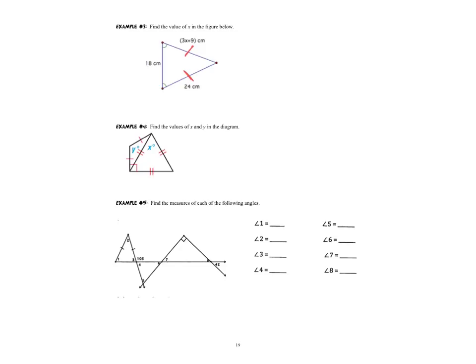Okay, so that means this side and that side. Across from those angles, those sides are congruent. So we're gonna go ahead and set up an equation. 3x plus 9 equals 24. So 3x is gonna equal 15, x equals 5.